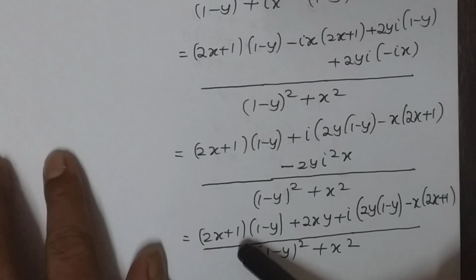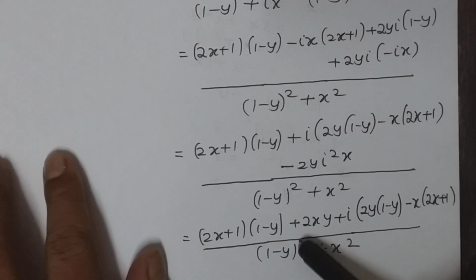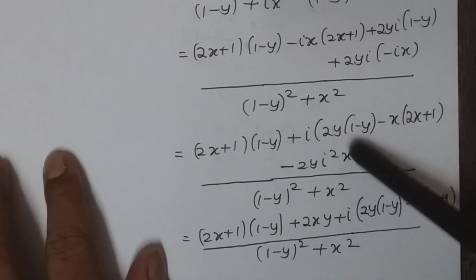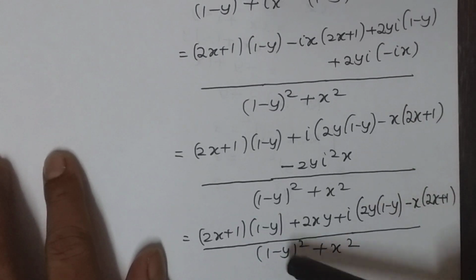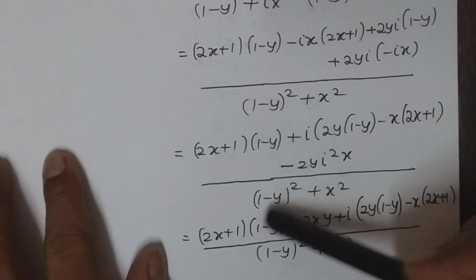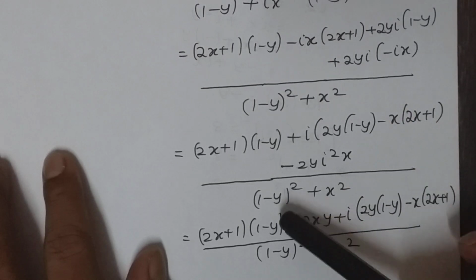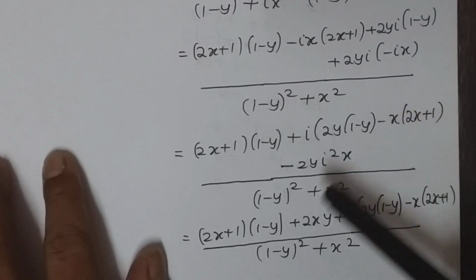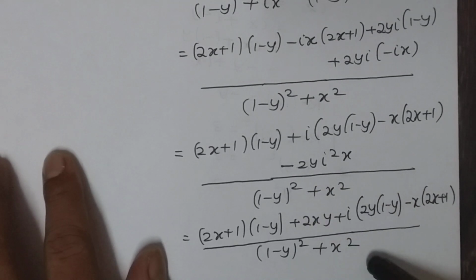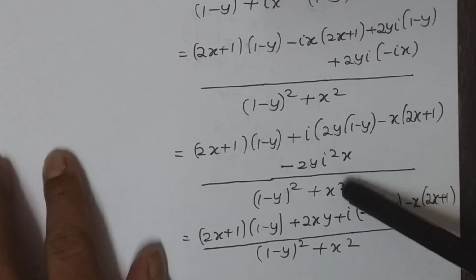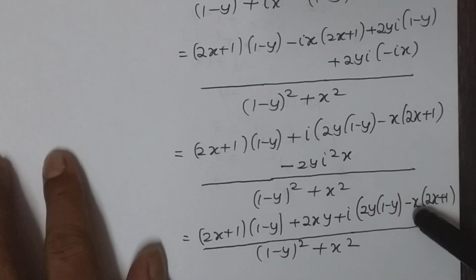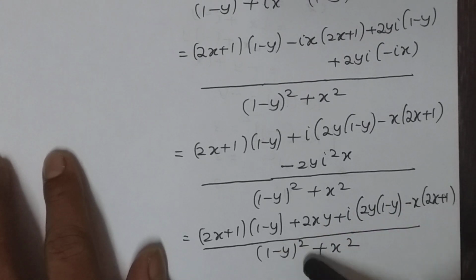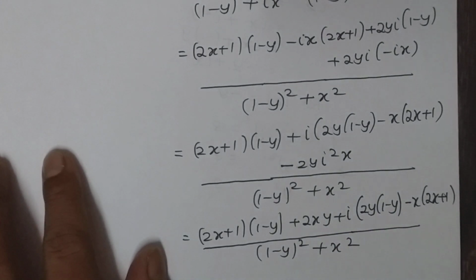So take it to one side: 2x plus 1 into 1 minus y plus 2xy, the fourth term, plus I into this, keep it as it is, divided by 1 minus y the whole square plus x square. Now, taking this as a complex number, see, 5 plus 7i by 2, example I am telling, 5 plus 7i by 2 is 5 by 2 plus 7i by 2. So if you want only the imaginary part, what should you take? Only the I coefficient, this one fully: 2y into 1 minus y minus x into 2x plus 1 divided by 1 minus y the whole square plus x square. Only if you take it fully does it become the imaginary part.